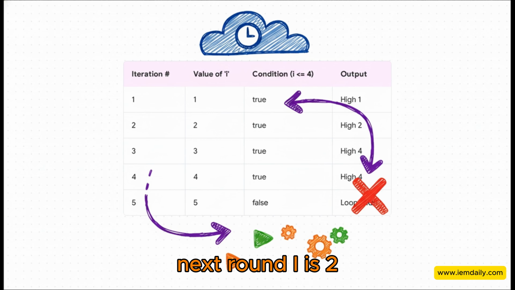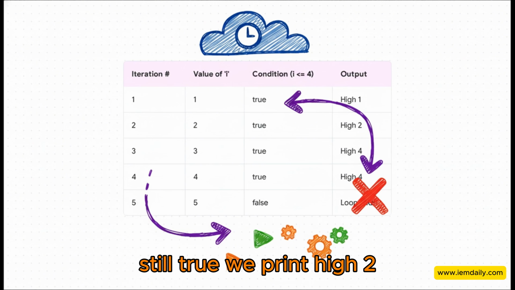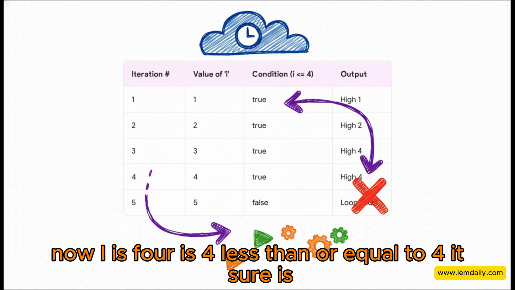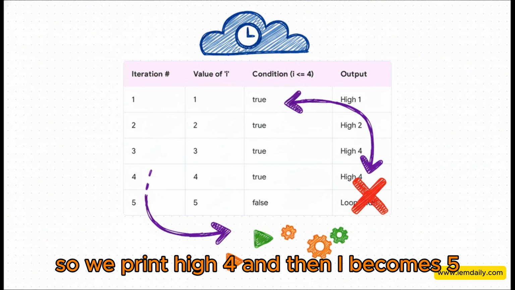Next round, I is 2. Still true? We print hi 2, I becomes 3. We keep doing this all the way through iteration 4. Now I is 4. Is 4 less than or equal to 4? It sure is. So we print hi 4, and then I becomes 5.